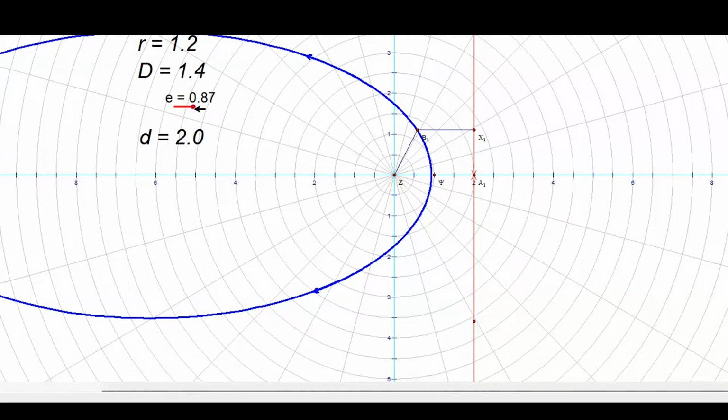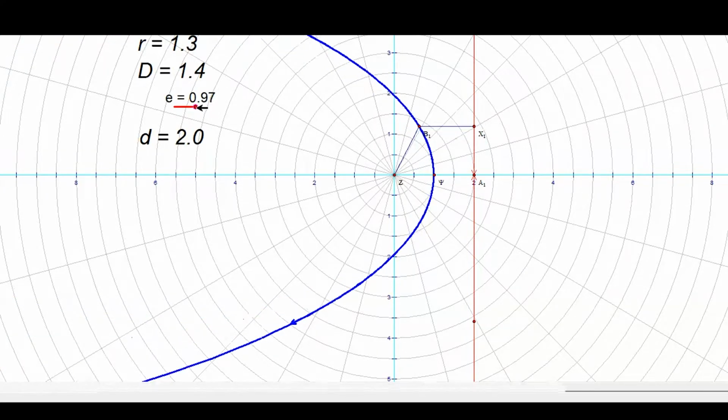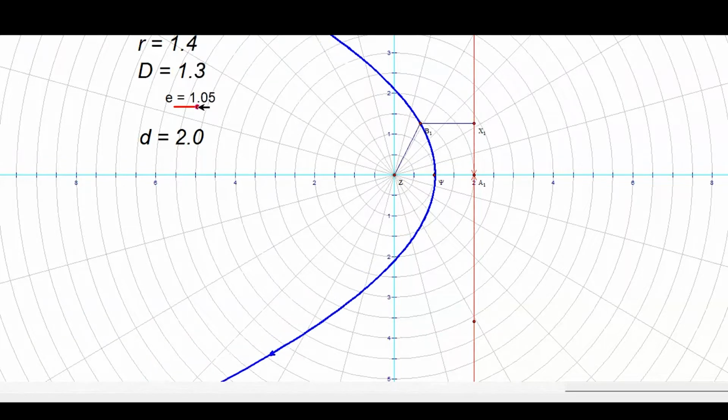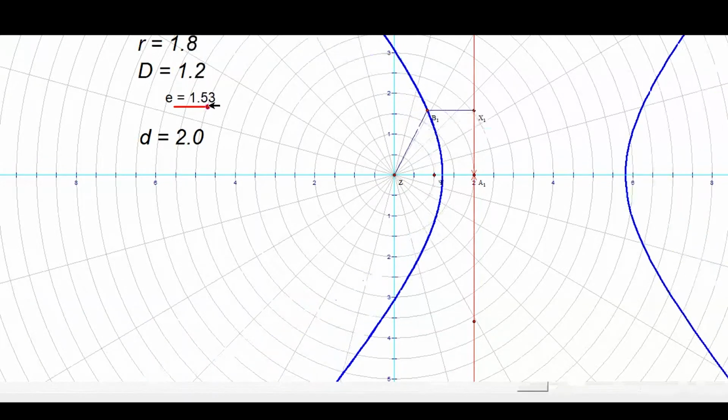So then, wow, can you imagine what this graph will look like if I make the eccentricity more than 1? Watch this. I didn't realize this until I made this and saw it, but whoa, it comes back from the other side and becomes a hyperbola. And as you can see, this distance right here is more than that distance.